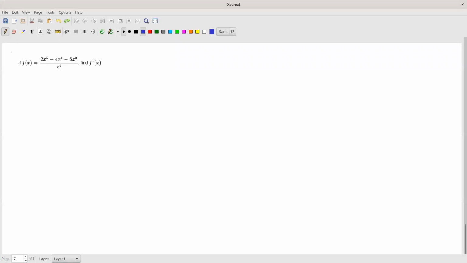So if you know the quotient rule, you could use it. However, we don't need the quotient rule here because I can do this division very simply. Each piece of the numerator is being divided by that denominator. So my function can also be written as 2x to the fifth over x to the fourth minus 4x to the fourth over x to the fourth minus 5x cubed over x to the fourth.